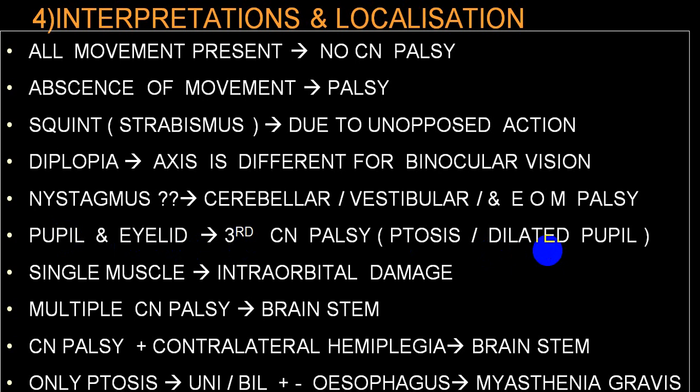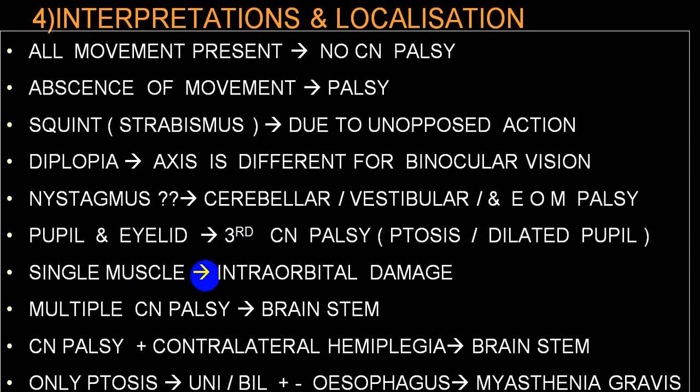We'll get dilation, or what we call mydriasis. A single muscle affected will be inside the orbit, or inside the intraorbital fissure, the orbit area, and that will be very common. If only the superior rectus is affected or only the inferior rectus is affected, it will be damage where all the nerves are separating out and supplying a single muscle. So it will be that area.